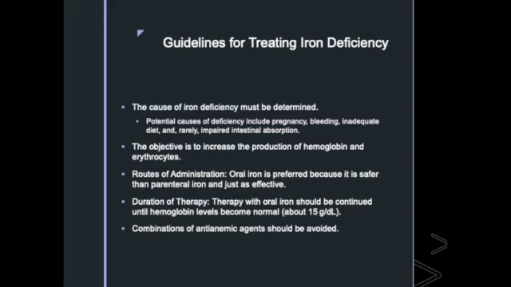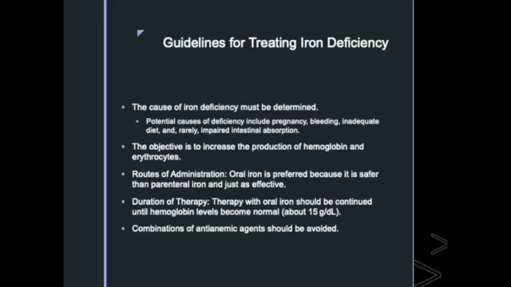Now, if this doesn't help, the patient needs to be re-evaluated for compliance, but also for a site of bleeding or an inflammatory disease that can interfere with hemoglobin production. And lastly, we would look for malabsorption of oral iron, but again, that's the least likely. Oral iron is preferred because it's safer than parenteral iron, but it's just as effective. Parenteral iron should be used only if oral iron is ineffective or the patient can't tolerate oral doses of iron. If you do give a parenteral route, the IV route is safer and preferred.